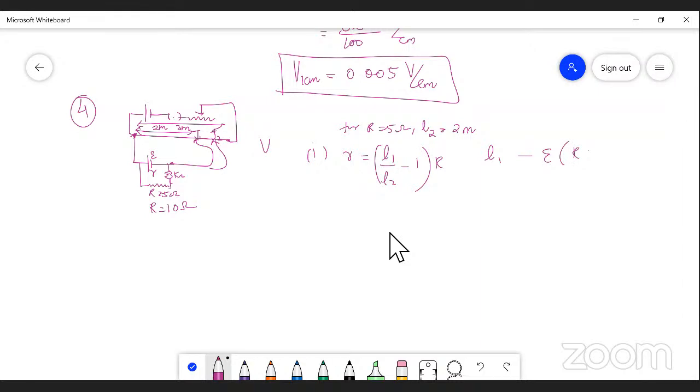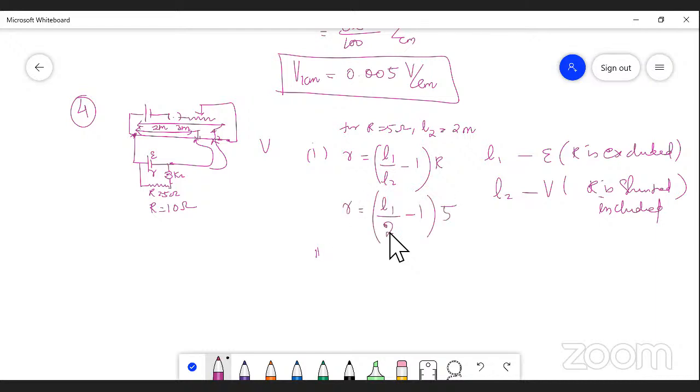When R is excluded, but we are given the condition that R is shunted, meaning included. If it is included, we will have potential difference, and for that the balancing length is L2. So I am taking it as L2 equals 2. So small r can be written as L1 divided by 2 minus 1, into 5.